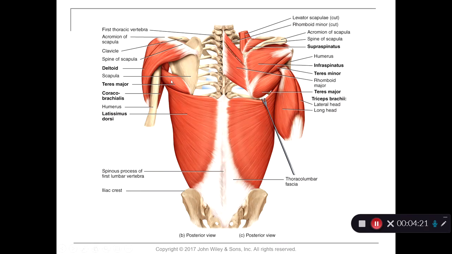Because of their situation, if they were to contract, they would not only extend and maybe even possibly hyperextend the arm at that shoulder junction, but considering if we wanted to rotate it, they would also rotate this humerus medially. So helping out with that pectoralis major movement.